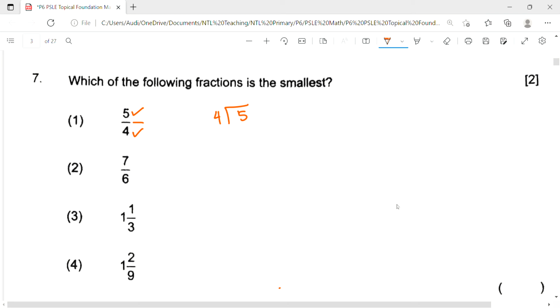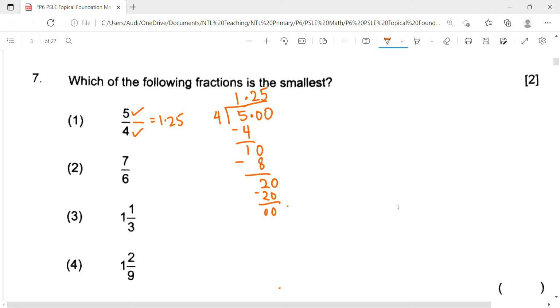So 5 divided by 4, you get 1, minus, you get 1. Now you put a decimal point. Put a 0, bring this 0 down. 2 times 4 gives you 8. So you are left with 2 now. Continue with the 0. Then 5 times 4 is 20. And this is our answer: 1.25.